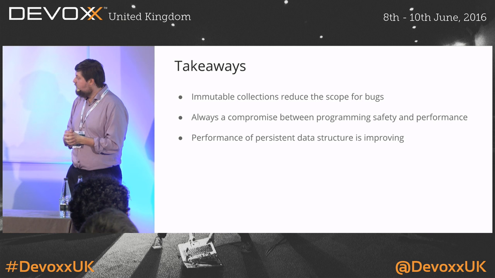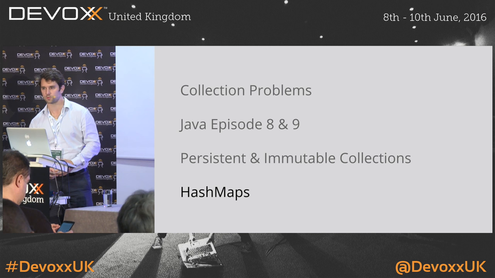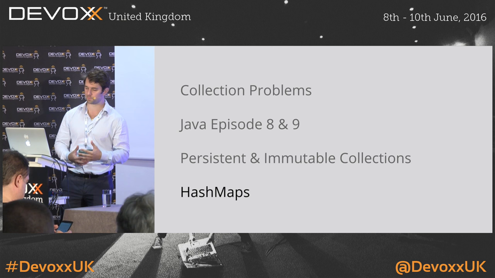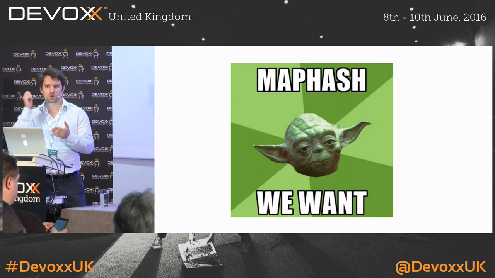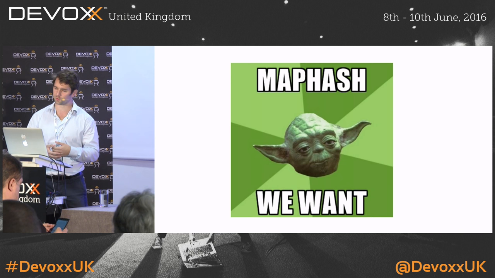So that's it for persistence and immutable collections. We're going to spin it up into a different topic, talking about HashMap, something that has been improving in Java 8. So HashMap is a little bit like Yoda. Map hash we want. So whenever you need to look up some wisdom from Yoda, that's what a hash map is used for. You look up a key and you get a value back.